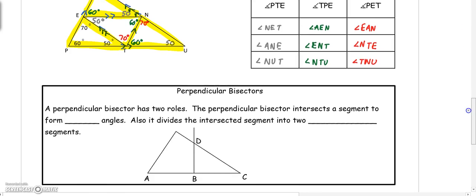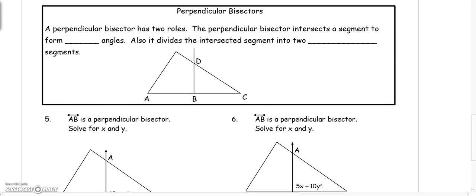The last thing we're going to talk about is a perpendicular bisector. You've seen both of these happen before separate. Now we're going to put it together.